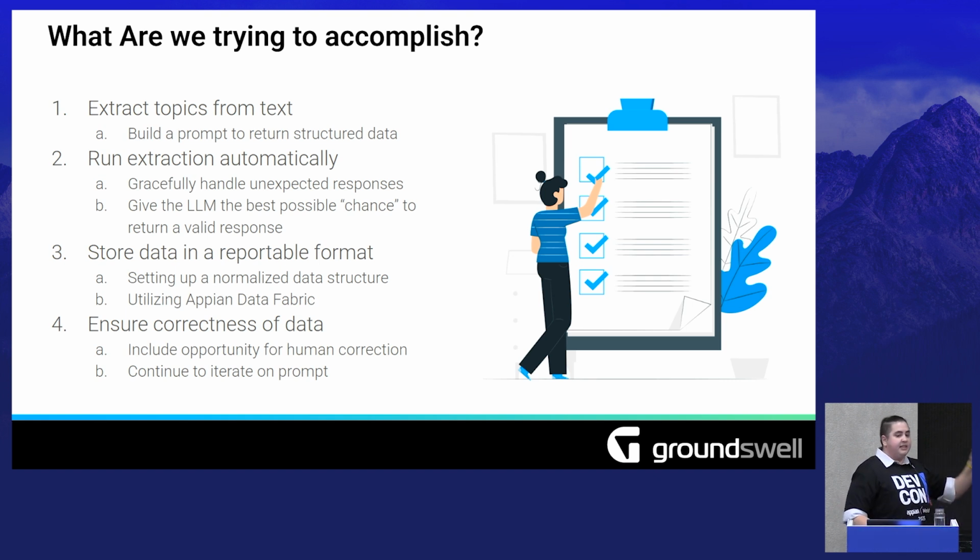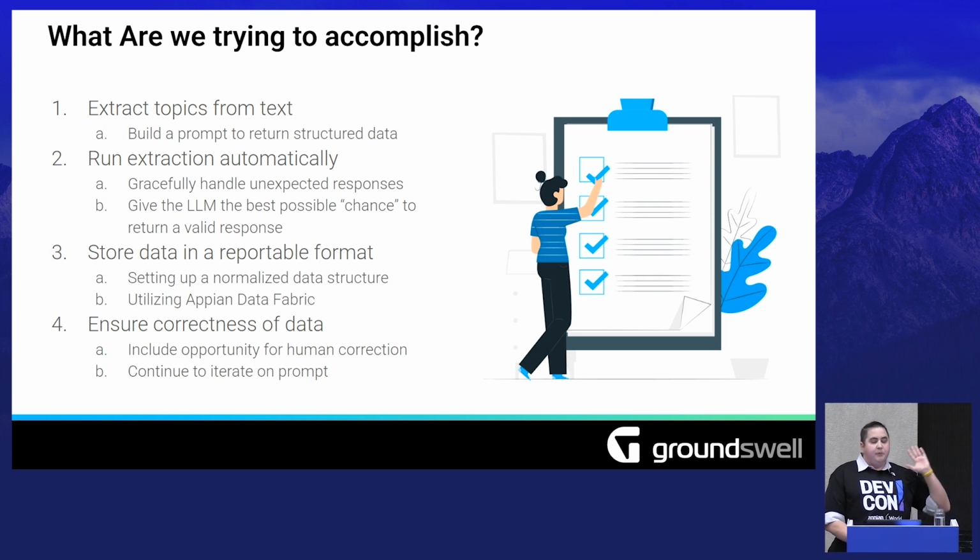We also need to take that structured data and make sure it's being stored in a reportable format, which means setting up a normalized data structure and utilizing Appian Data Fabric. And lastly, we want to make sure we're ensuring the correctness of our data. A lot of times when you get pushback on utilizing AI, it's about, hey, AI makes mistakes all the time. And it does, but so do people. And when people make mistakes, there are other people there to review and check and make sure it's correct. We just need to do the same for AI, so we include that opportunity for human correction, and we also continue to iterate on the prompt and improve our process as we go along.